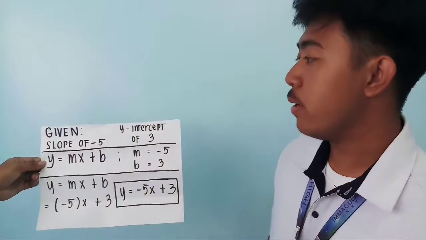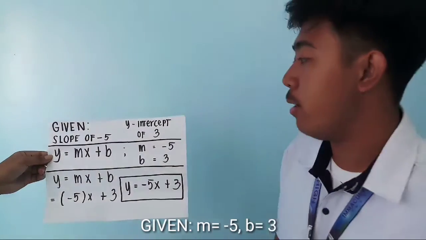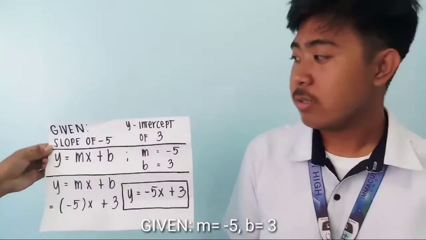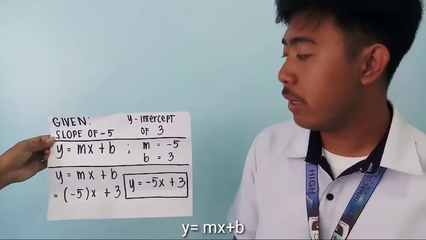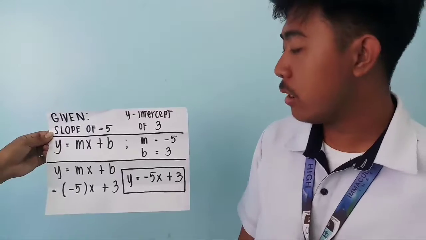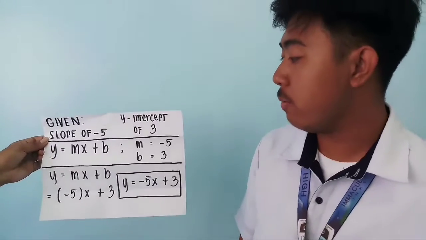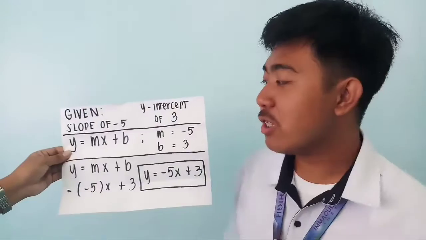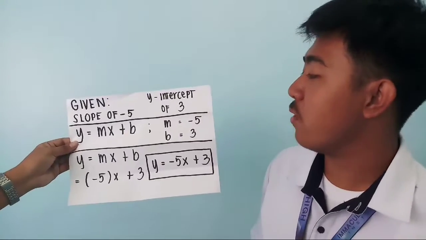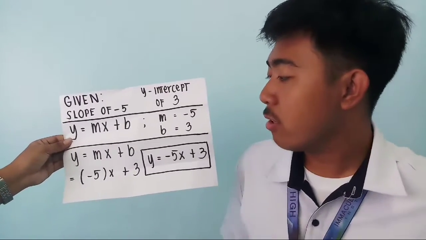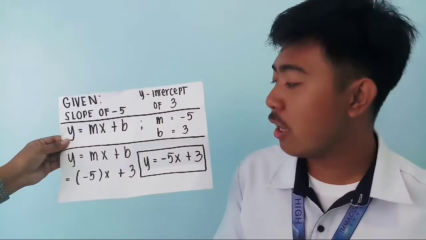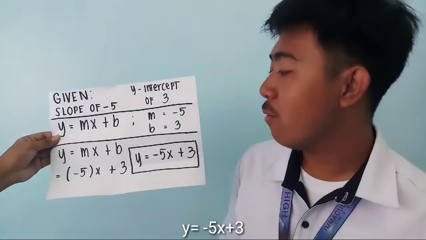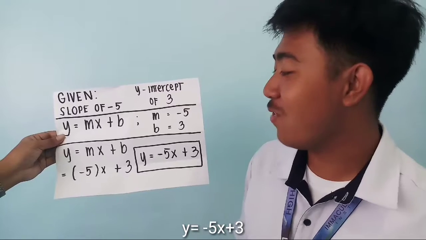Example: given slope of negative 5 and y-intercept of 3. The slope-intercept form is y equals mx plus b, and we know m is equal to negative 5 and b is equal to 3. Use the equation and substitute negative 5 and 3. So y equals negative 5x plus 3. So the final answer would be y equals negative 5x plus 3.